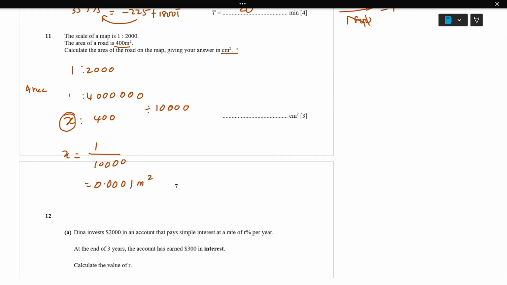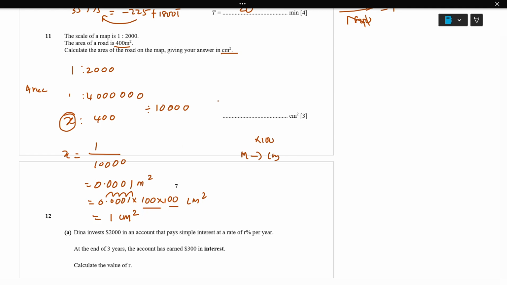The final answer they asked in centimeters. Meters to centimeters we need to multiply by 100, but here it is meters squared, so we need to multiply by 100 two times. So 0.0001 times 100 times 100 centimeters squared, because it is squared, so 2 times we need to multiply. The answer is going to be 4 zeros, 1 2 3 4, so the answer is 1 centimeter squared.